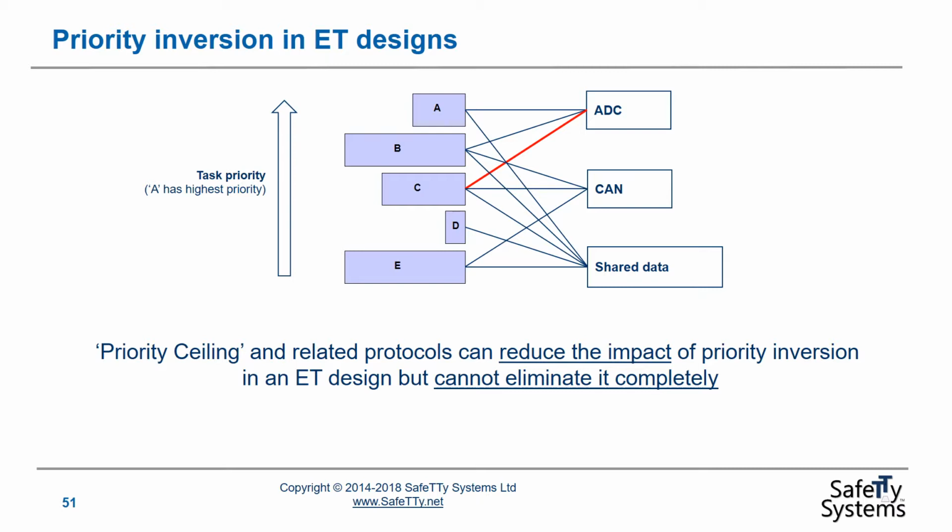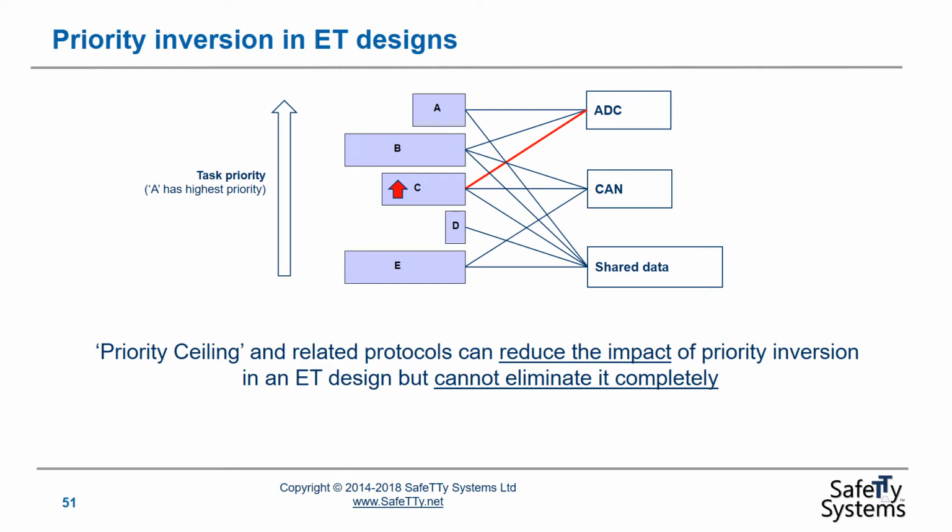In an event-triggered design, when the tasks are triggered at random times, we don't know when task C will require access to the ADC, so we have to accept that there are likely to be circumstances in which task C, for example, is using the ADC when task A would wish to use it. So we have to use something like a ceiling protocol to promote the priority of task C while it is using this shared resource in order to reduce the impact of priority inversion on this design.